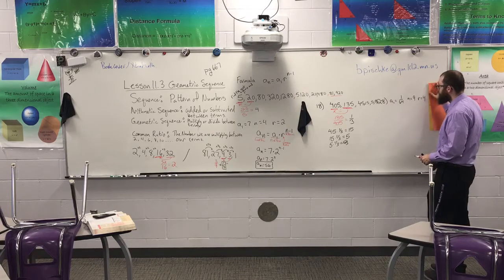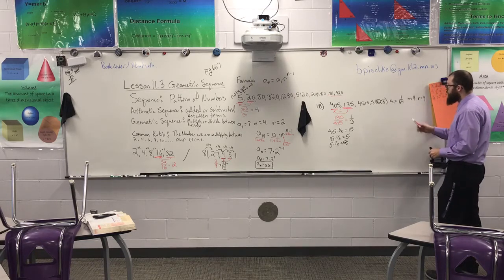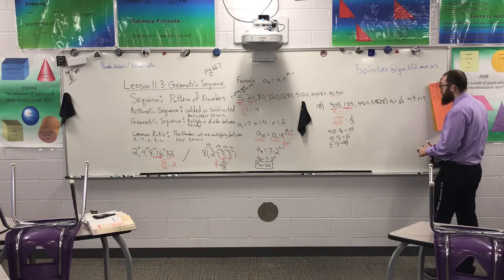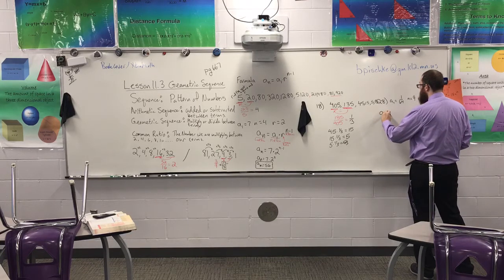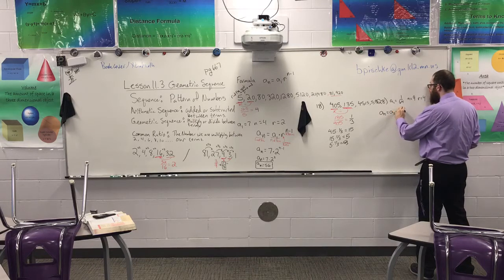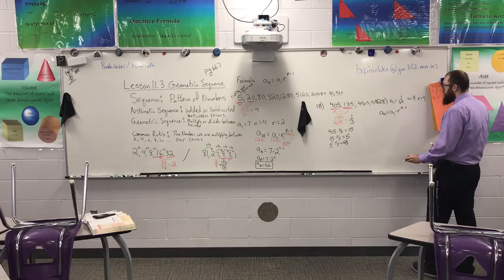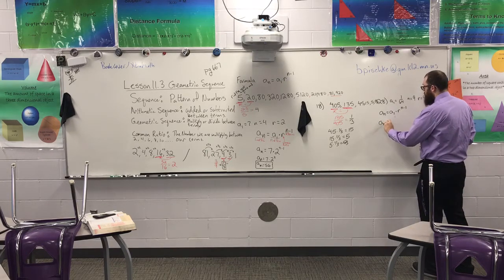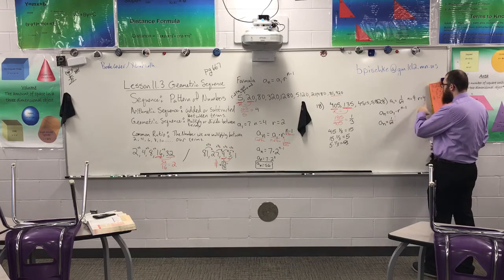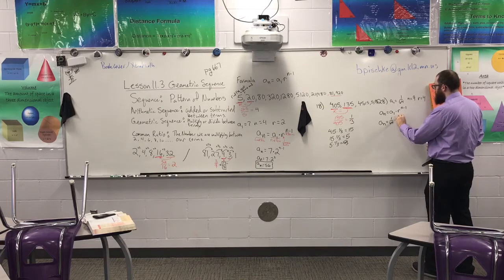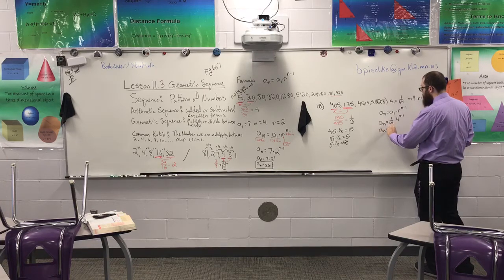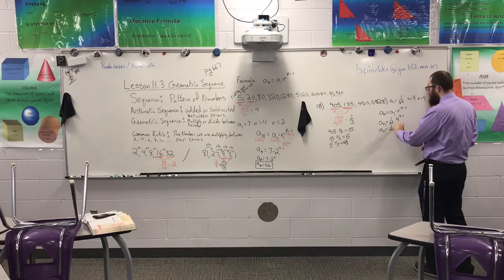Number 28. Number 28 gives us the pieces A1, N, and R, which are excellent. That's exactly what we want. So let's remember our formula. AN equals A1 times R to the N minus 1. AN equals 1/64 times 4 to the N minus 1, 9 minus 1. AN equals 1/64 times 4 to the 8th.